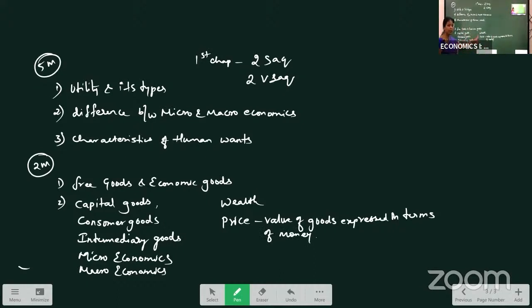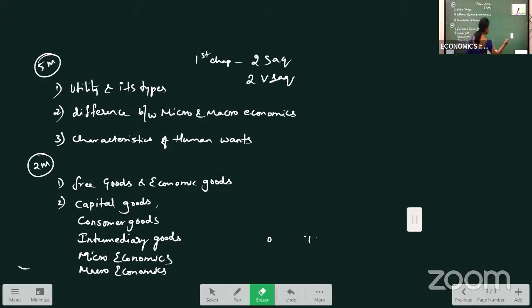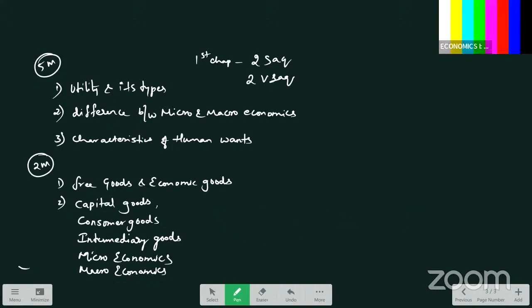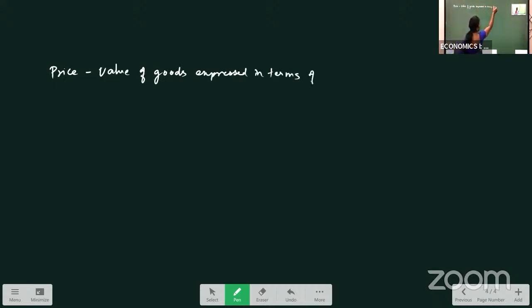So when you are writing the 2 marks answer for price, I'll write it clearly. Here we can say price is the value of goods expressed in terms of money. This is one point.